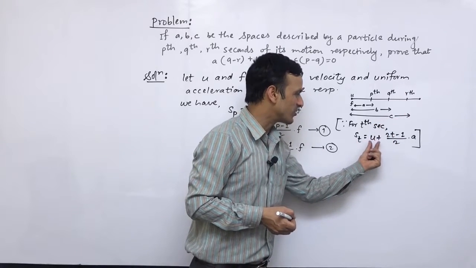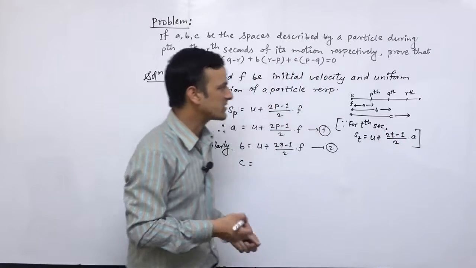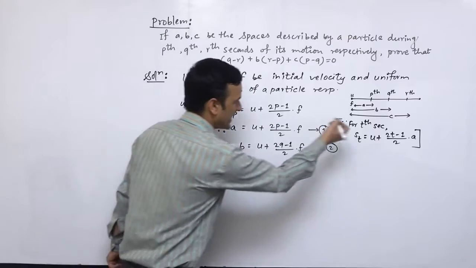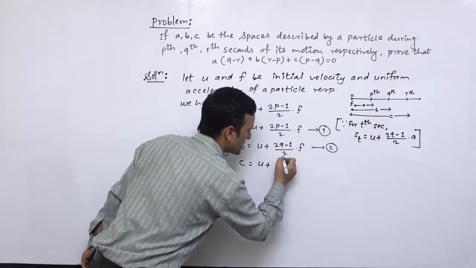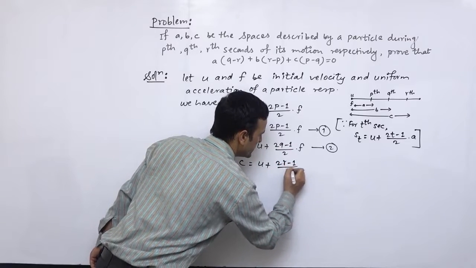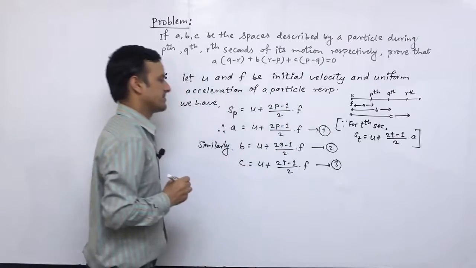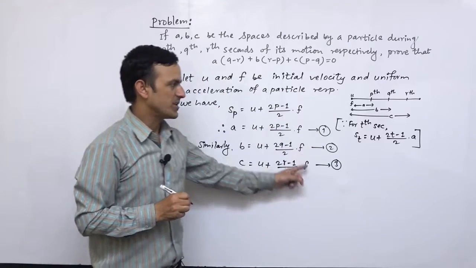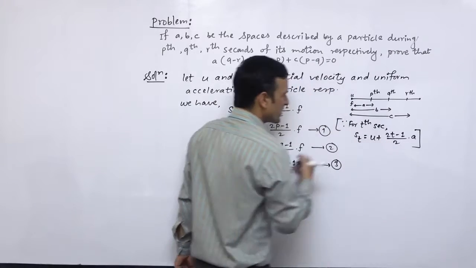Sr is the distance C. So C is equal to U plus (2r minus 1) divided by 2 times F. So where there was p or q, here r comes, divided by 2 into F. So this is equation 3. These are the equations which are formulated from this formula.